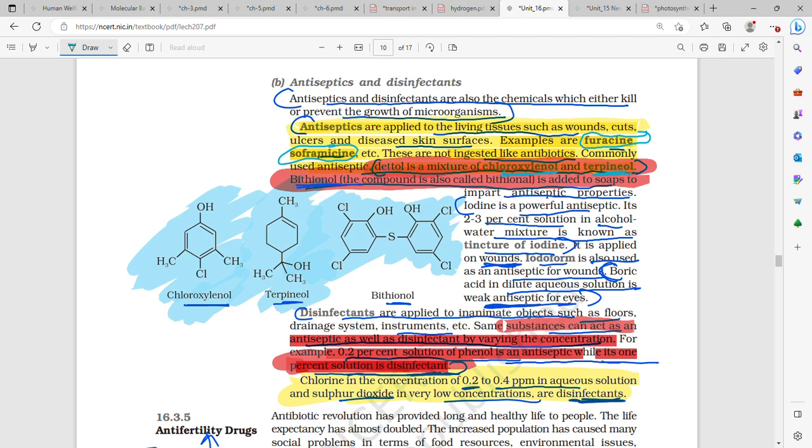So antiseptics are applied to living tissues such as wounds, cuts, ulcers, and diseased skin surfaces. What are examples of antiseptics? That is furacin and soframycin. They are not ingested like antibiotics. Now, a commonly used antiseptic is Dettol. Dettol is a mixture of chloroxylenol and terpineol.